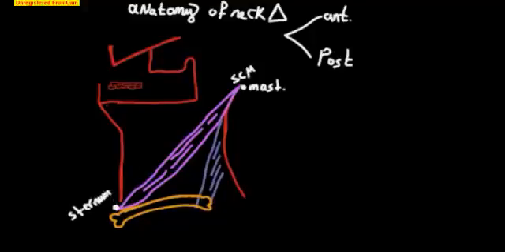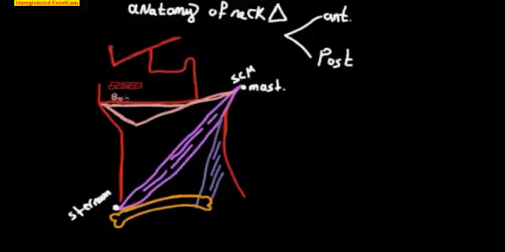Now, the anterior one is also divided into three important triangles. The first one is called the submandibular triangle. It also has three important boundaries. The first one that I drew here, you can see the triangle. We have the body of the mandible, the anterior belly of the digastric muscle, and the posterior belly of the digastric muscle.